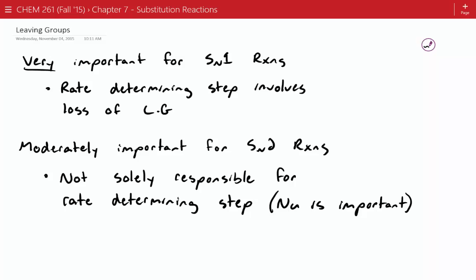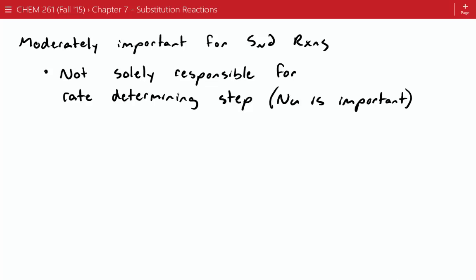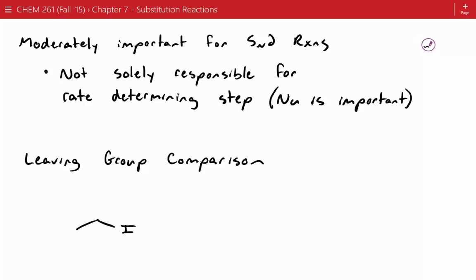All right, leaving groups are a little bit more intuitive than nucleophiles, so let's take a look at some leaving groups, and I want you guys to help me pick which one's the better or worse leaving group. So leaving group comparison. All right, let's say we've got iodide versus bromide. Which one's going to be our better leaving group? Iodide. Okay, so let's circle that and we'll say, all right, this is a better leaving group.